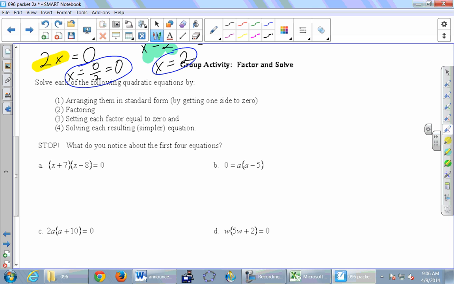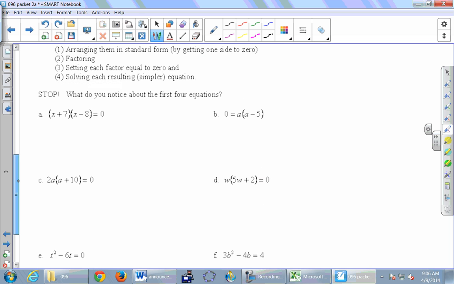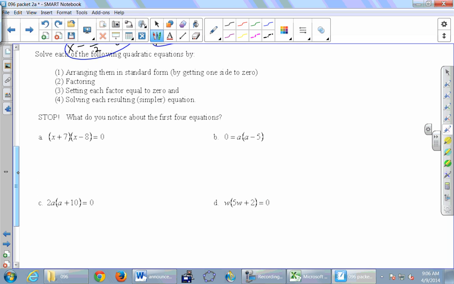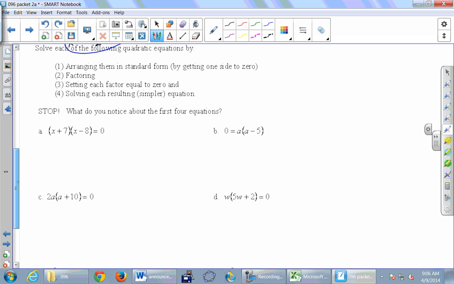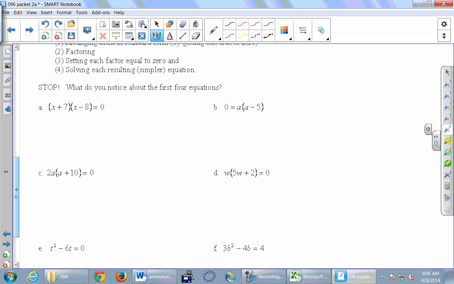So the process that we just listed right there for solving quadratic equations, it's this 4 steps. Standard form, one side to 0, factor, set each factor equal to 0, and then solve each resulting simpler equation, right? 4-step process. Looking at the first 4 equations, you guys are going to do group work and you'll have plenty of time to get started on the homework here. What do you notice about the standard form piece for the first 4? Yeah, it's already set equal to 0. And then the next step is factoring.